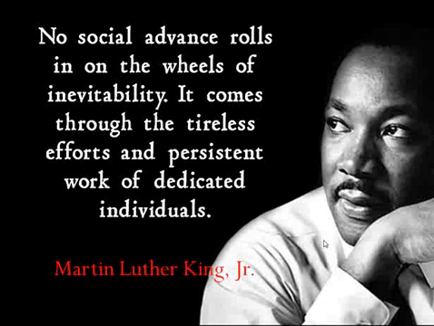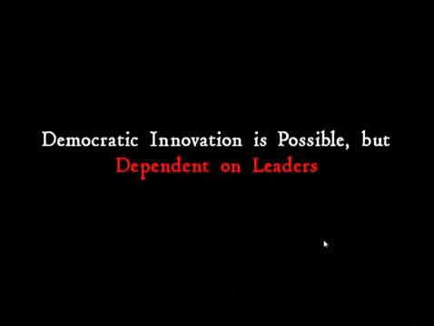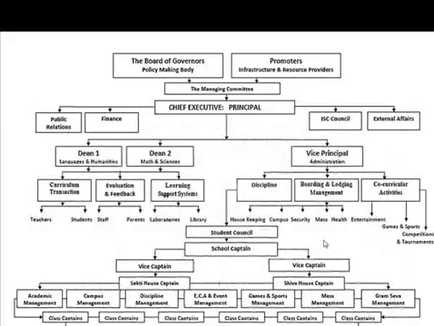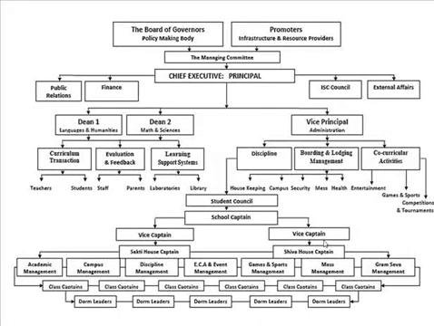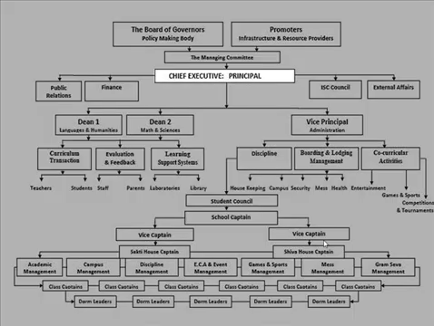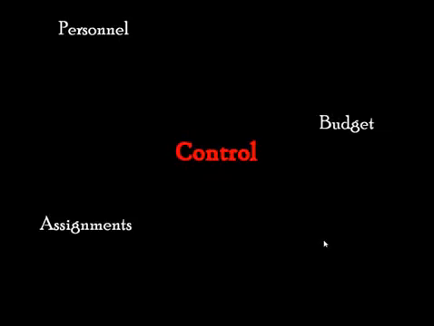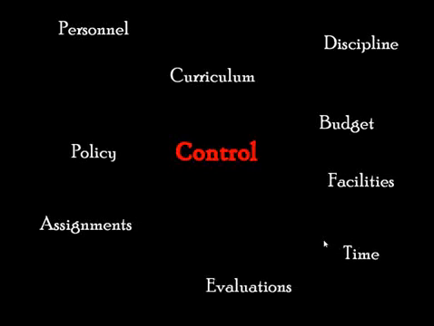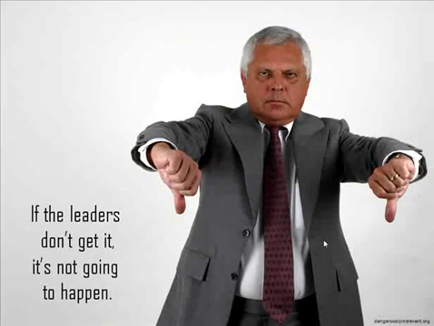That's fantastic. So democracies can change, but it is dependent on leaders. Now, most schools look something like this, just one I pulled off the web. But the hierarchical structure usually has this component, no matter what your school organizational chart looks like. And when you put someone at that place, they get to wield a whole lot of control. They can control the budget and the personnel and the assignments and the facilities and the time, the discipline, the curriculum, the evaluations, and even the school policy. And what all that adds up to is they can actually control change. So that is an important part to keep in mind, because if the school leaders don't get it, it's not going to happen.